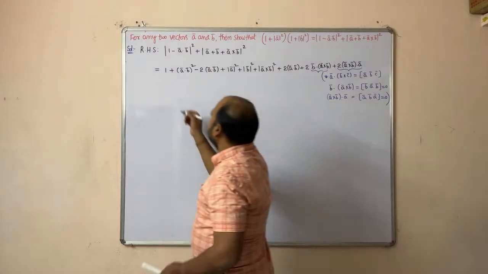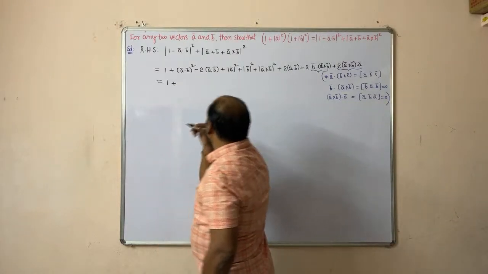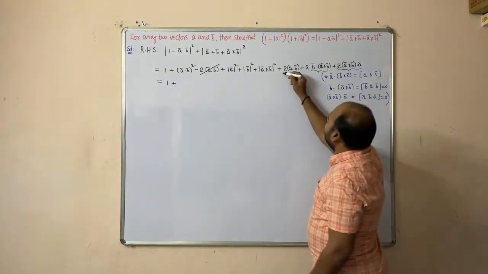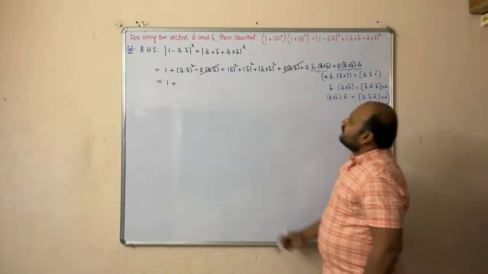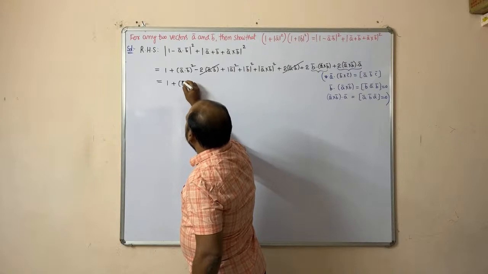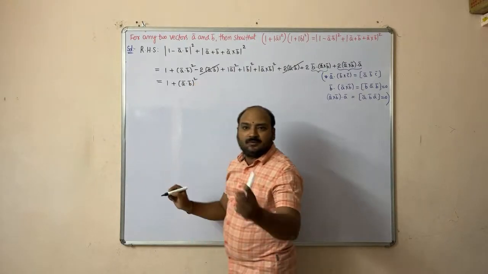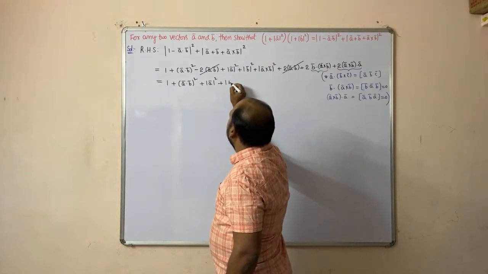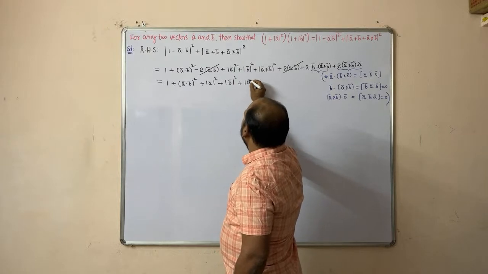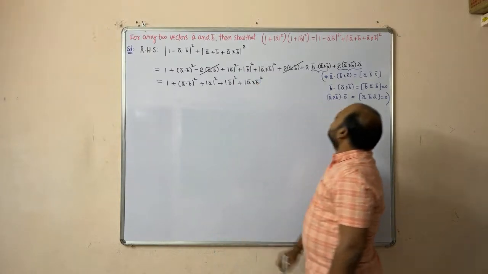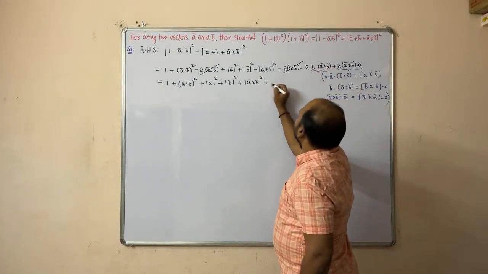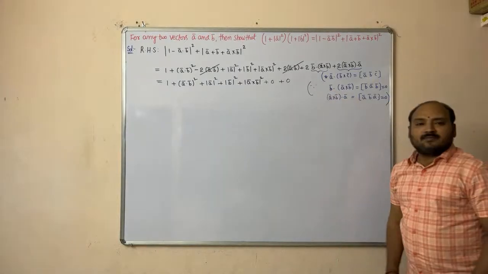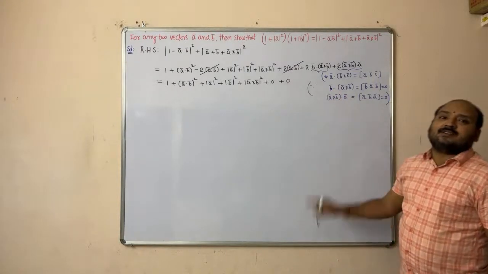So the rest of the terms I am going to write: 1 plus minus 2 A bar dot B bar plus 2 A bar dot B bar cancel. So the remaining is 1 plus (A bar dot B bar) whole square, plus mod A bar square plus mod B bar square plus (A bar cross B bar) whole square. These values are going to be 0, this value is 0, even this value is also 0, since these are the properties. You should compulsorily write these properties.